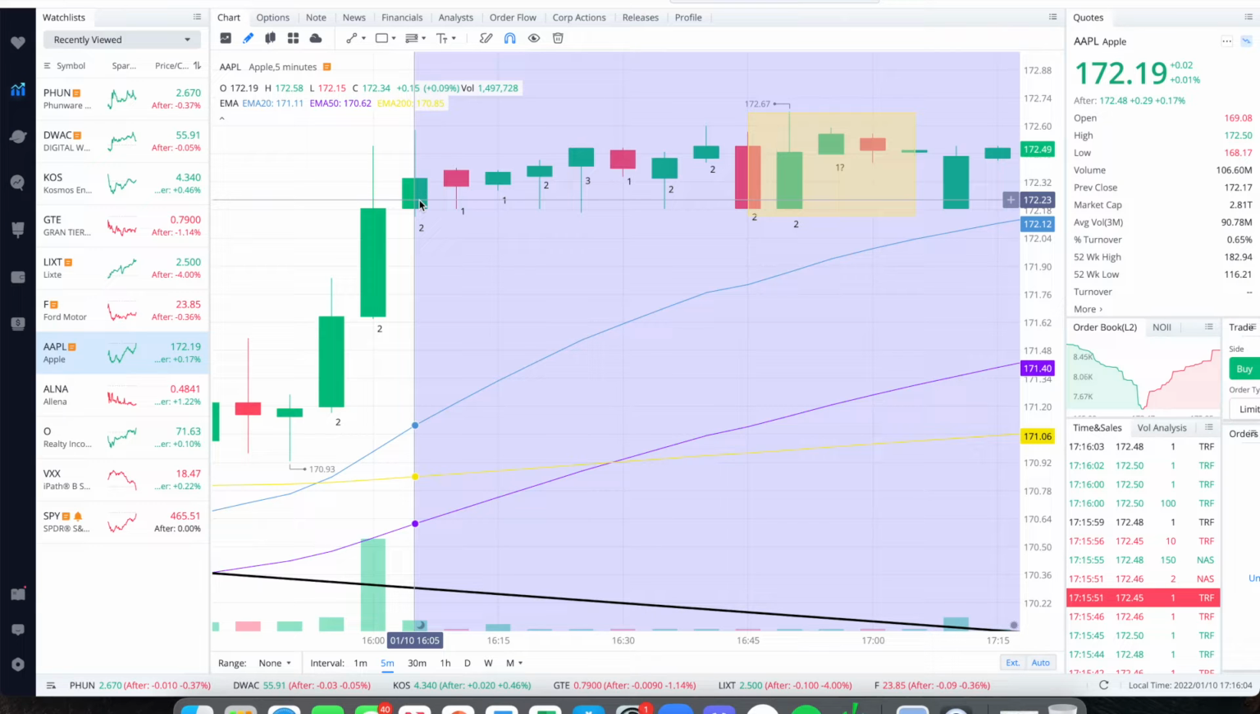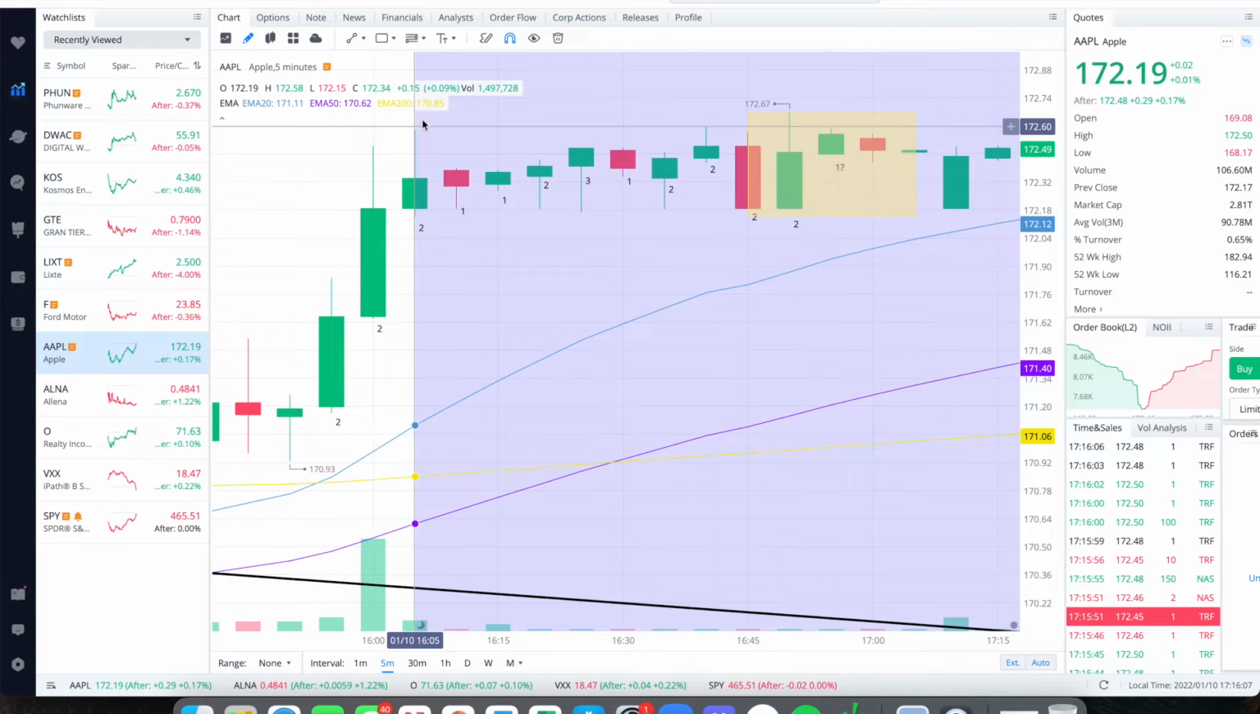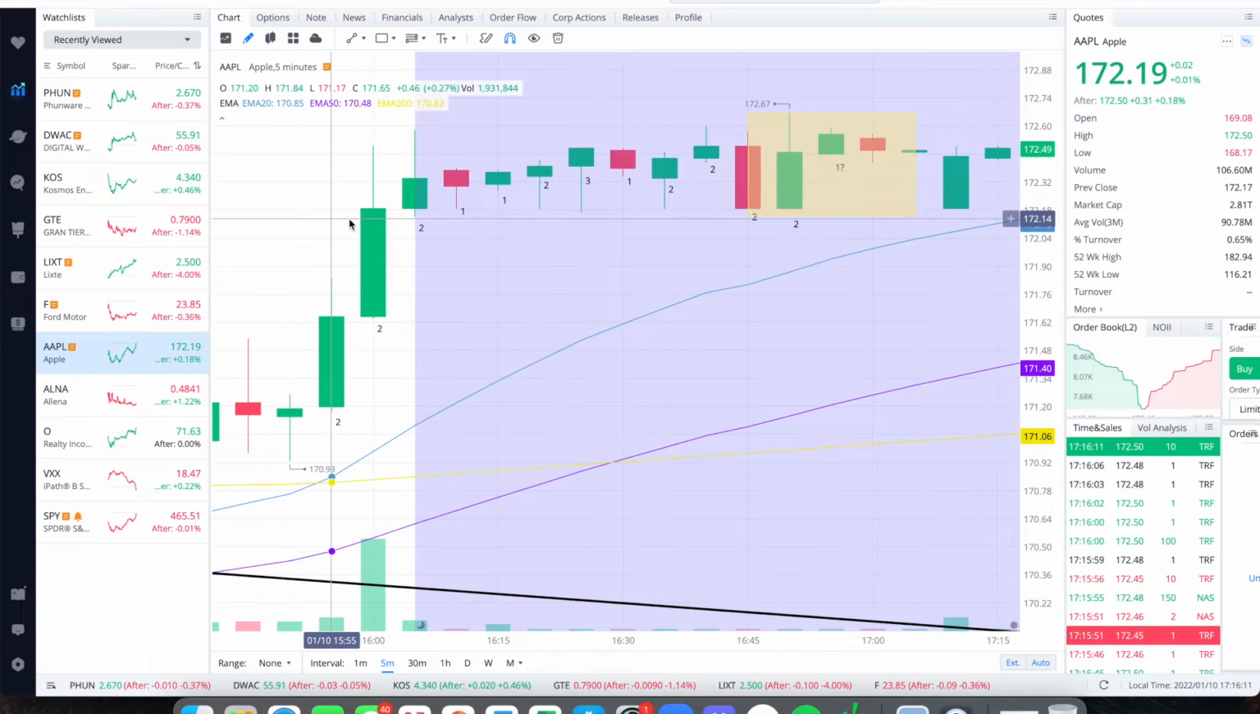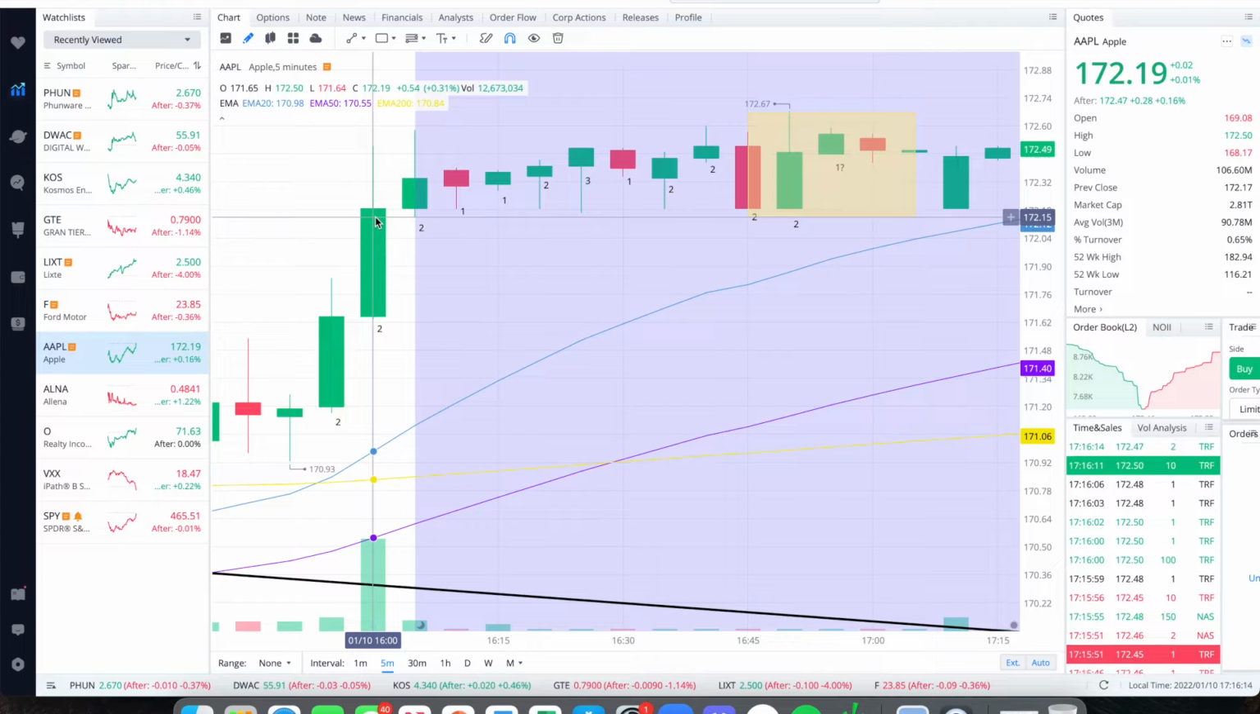A number two candle is a candle that breaks either the high or the low of the previous candle. So in this instance, this broke the high of the previous candle, the high of the number two candle being 172.58, and the previous candle being 172.50.